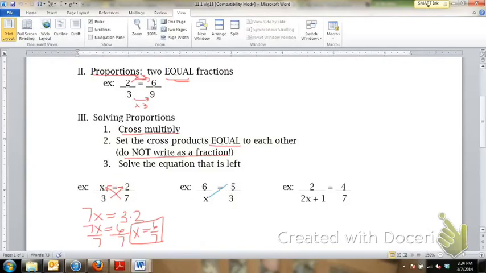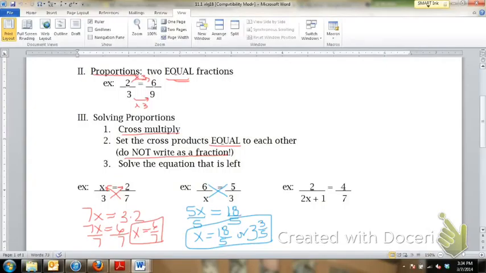cross multiply on the diagonal. 5 times x is equal to 6 times 3, which is 18. I'm just going to leave it as that. Divide both sides to solve it, and I get x equals 18 over 5. Or if you want to make it mixed, you could say 3 and 3/5. Doesn't really matter. Now, what happens if there's addition and subtraction up in your fractions?